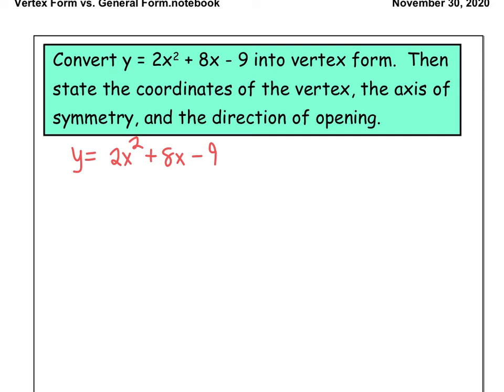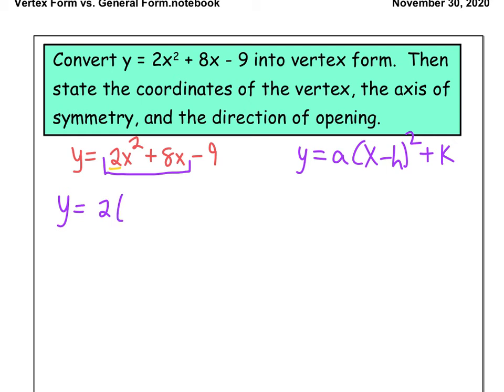Okay, this one's a little bit different. There's one more piece of the puzzle we need to be careful with. It has an a value of 2 there. So what you want to do, you want to factor that out, because remember, vertex form has the a value factored out before the x minus h squared plus k part. So we're going to factor that 2 out, but we're only going to worry about those first 2 terms initially here. I'm going to factor the 2 out of those 2 to get x squared. And that 8x, if I factor a 2 out, is going to become plus 4x.